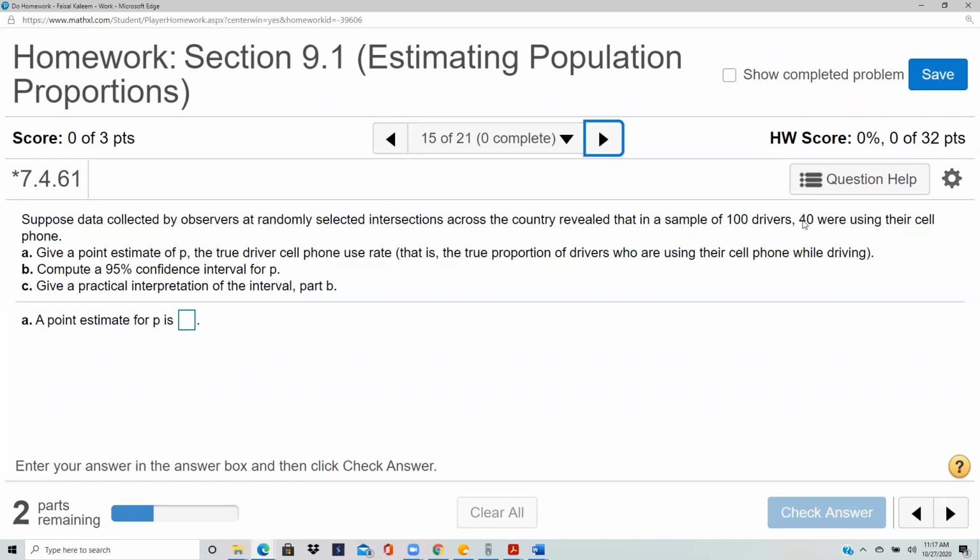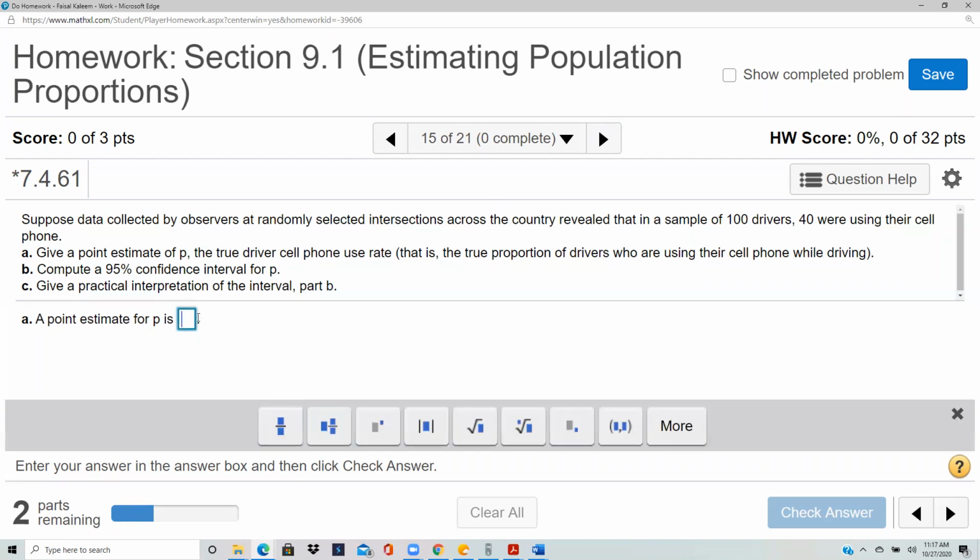So 40 of them are using out of 100. So you would do 40 divided by 100. And that's the proportion. So that's 0.4 that are using their cell phones.